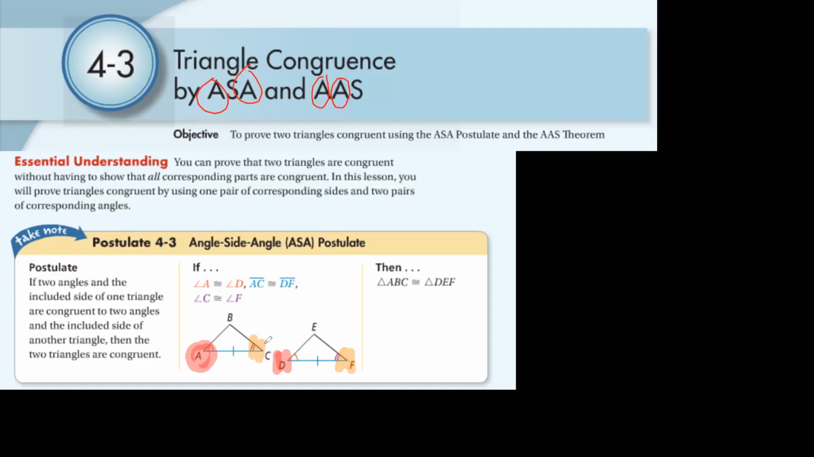Okay, now after I checked two angles, what do I need now to use ASA? I proved that we have two angles that are congruent. What do I need now? The side. I need now to check the sides. Since the line segment AC is congruent to DF, I will conclude that my triangle ABC is congruent to the triangle DEF. This will be my postulate now.